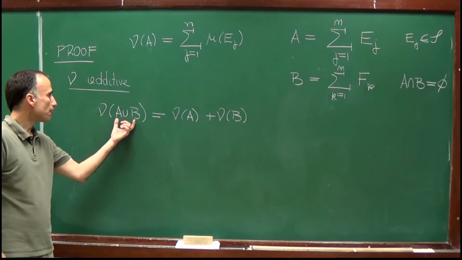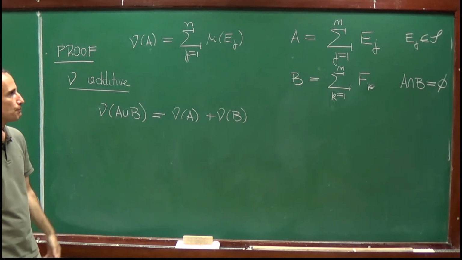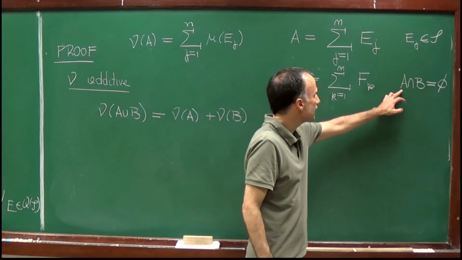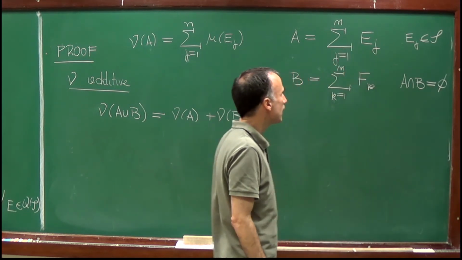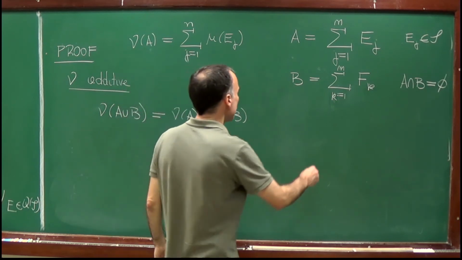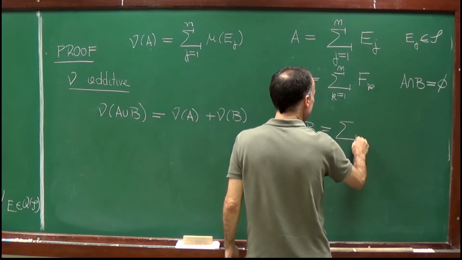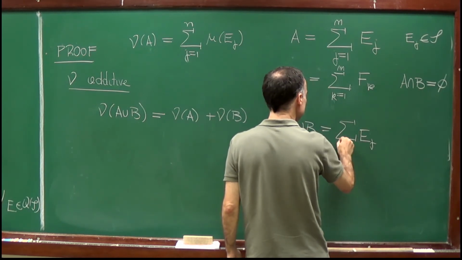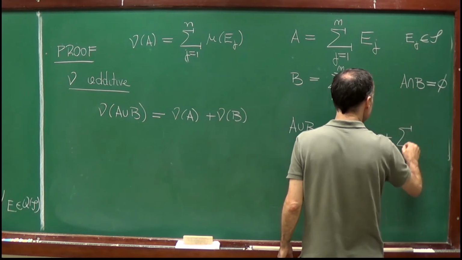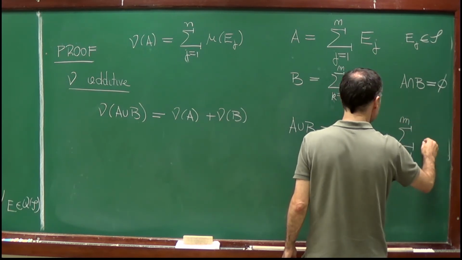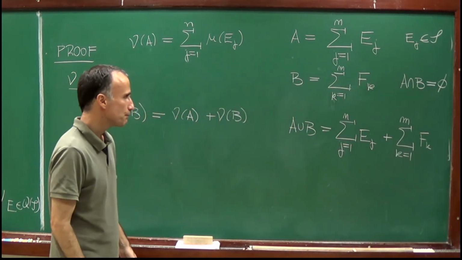If we prove that it's additive for two sets, we can just iterate this relation and prove finite additivity. Well, if A intersection B is empty, this means that Fk intersection Ej is empty for any k and j, which means that A union B, which is the union of these sets, is in fact a disjoint union. So I'll write plus just to remind us that this union is a union between sets whose intersection is empty.